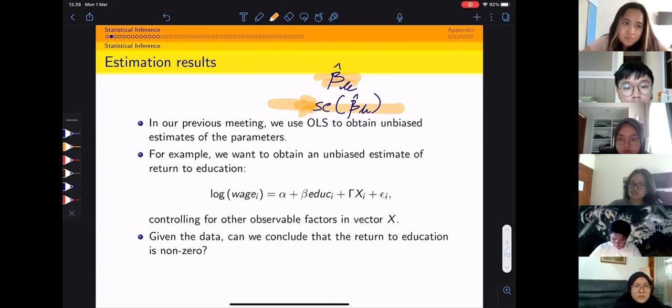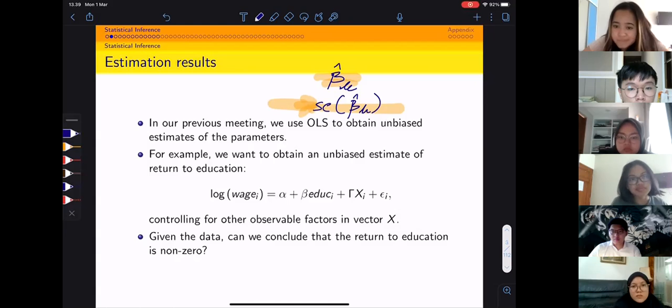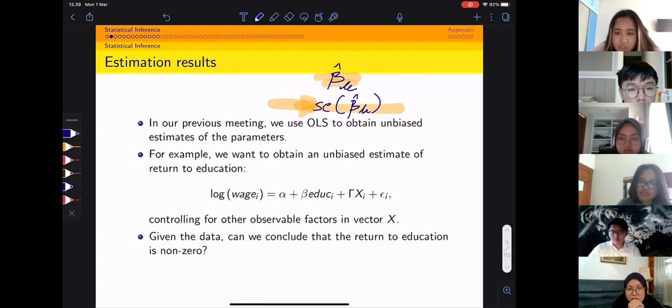All right, going back to the discussion again, we want to obtain an unbiased estimate of the return to education. Anyone want to state which parameter depicts the return to education in this model?